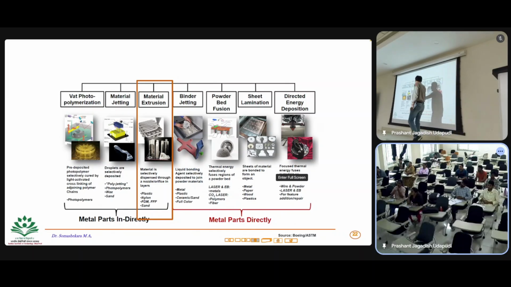But the other four variants, binder jetting, powder bed fusion, sheet lamination, and directed energy deposition, are the metal-based additive manufacturing. You can also make polymer-based parts when you use polymer powders and a different binder material for binding them together. And if you see today, I think 80% of the metal parts are made using powder bed fusion technologies.